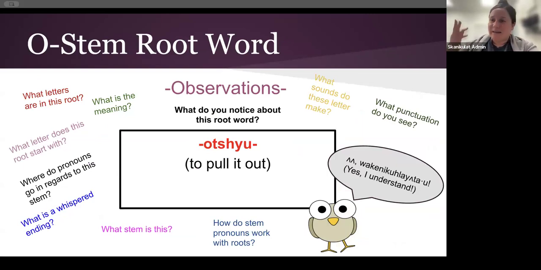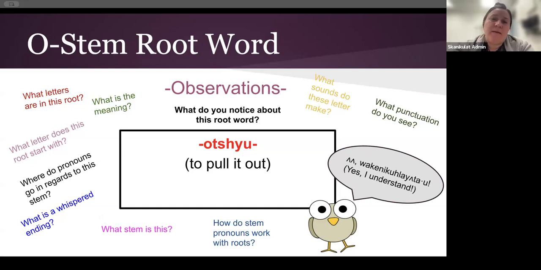So again, patterns. If we look at our O stem root word or verb root, ochu, what does ochu mean? It means to pull it out. I've seen it used with weeding and grass, and a lot of times it's combined with the word for grass, so it's like to pull weeds. So, pulling something out generally. This is the very simple version of the verb, but that's what it means.